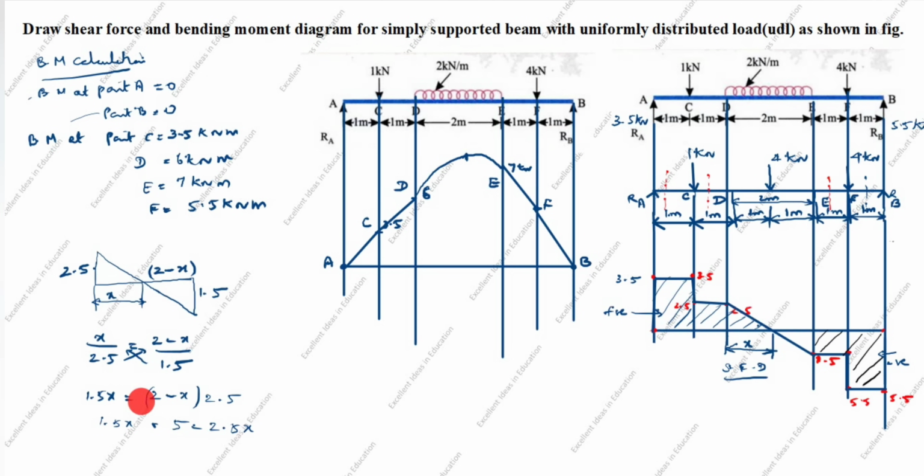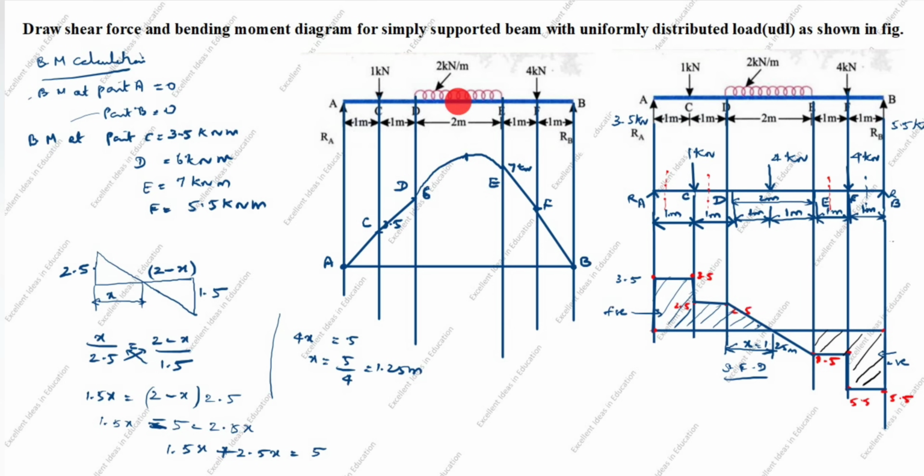X goes one side. So 1.5X plus 2.5X is equal to 5. You see here minus goes to this side as plus. Next, 4X equal to 5, X is equal to 5 by 4 equal to 1.25 meter. Now we got this X value as 1.25 meter.